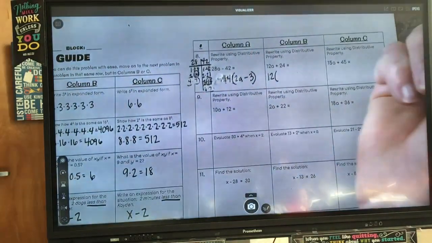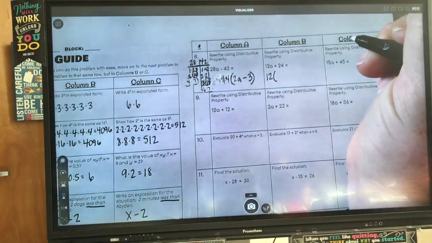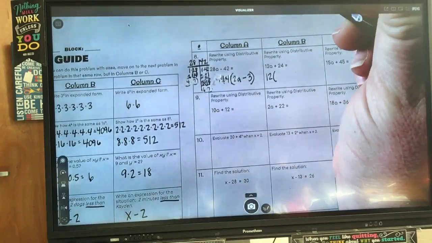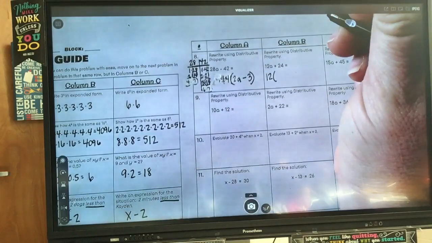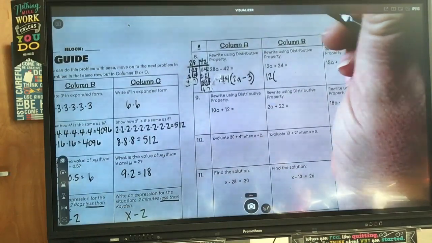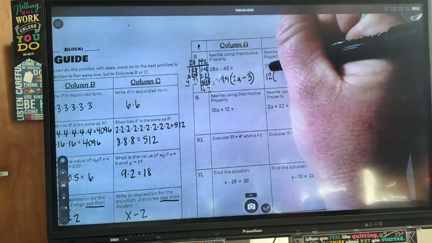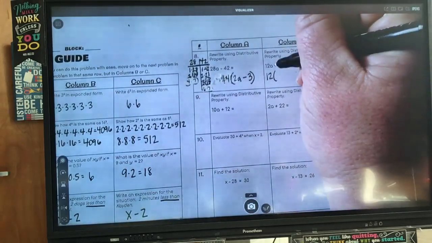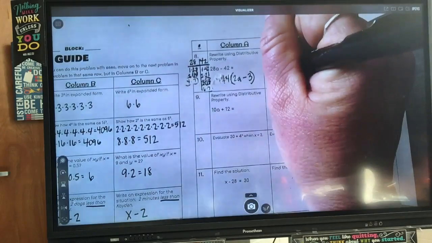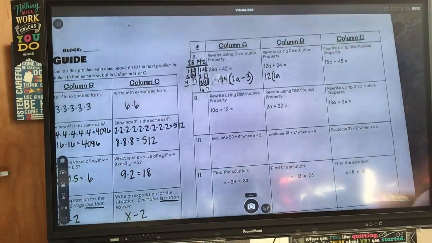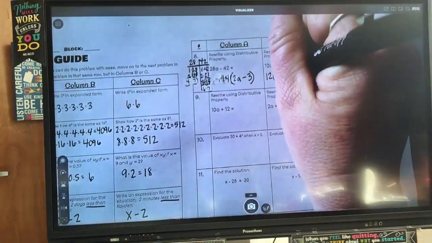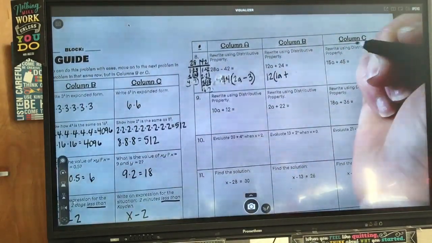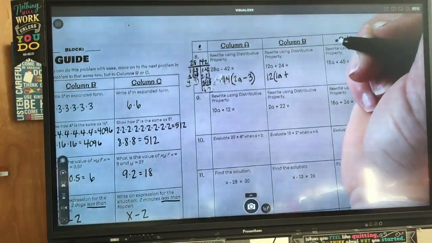Christiana, what's the first thing that's going to go on the inside of my parentheses? So 12a. If I'm pulling 12 out, so technically 12 times what gives me 12? 1. So you can either put 1a or you can just put a. And then I'm going to say 12 times what gives me 24? 12 times what gives me 24? Kyra? 2.